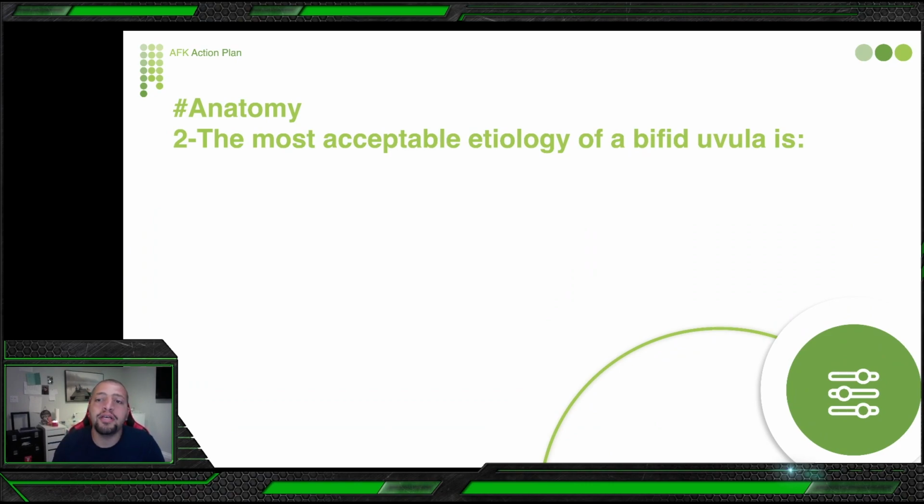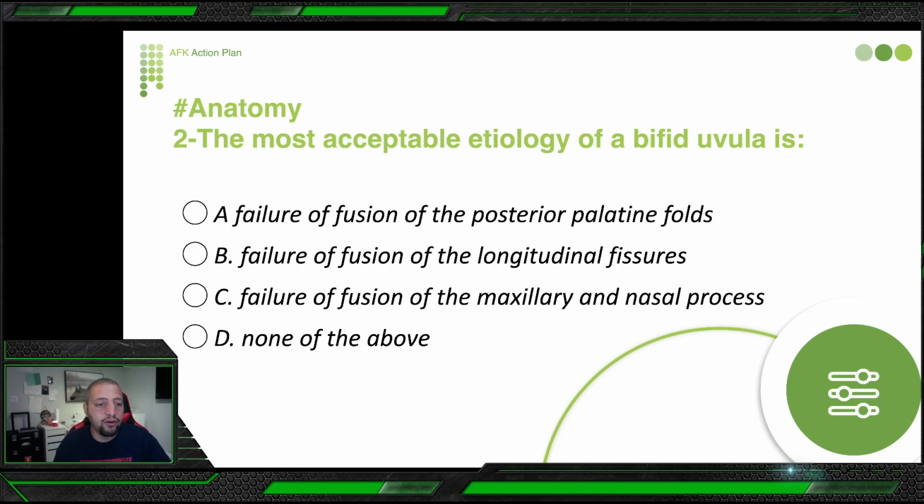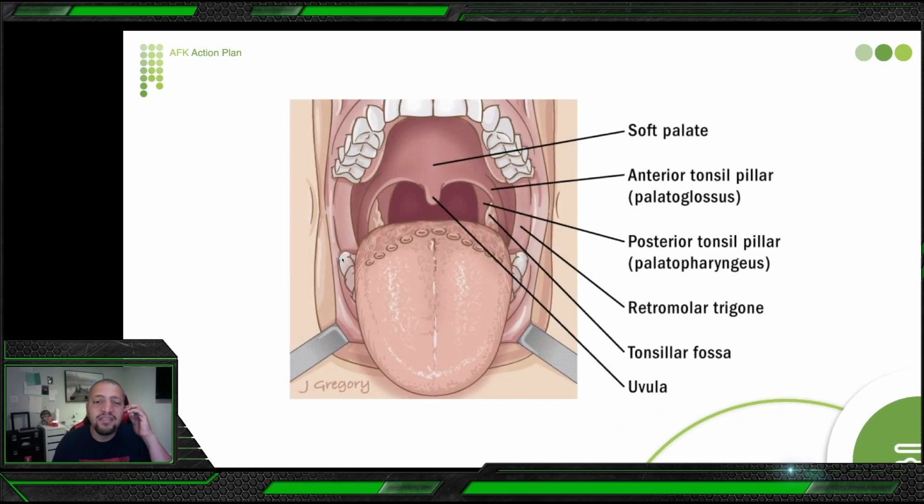Okay, question from anatomy. The most acceptable etiology of a bifid uvula is... again, if you don't know what a bifid uvula is, if you don't know about the uvula, it will be very hard for you to come to a conclusion. So before reading the options, let's see what the uvula is first, then you can think about it.